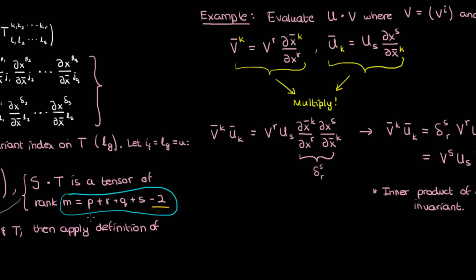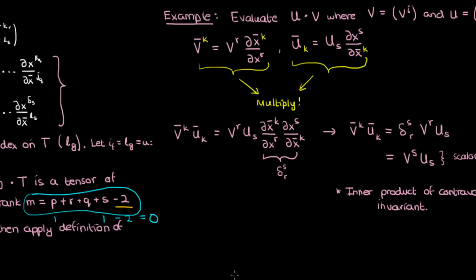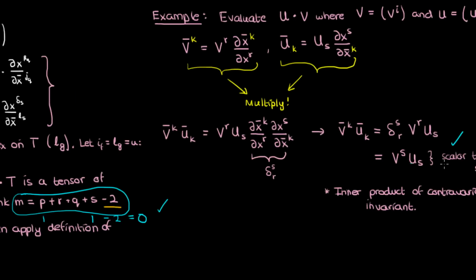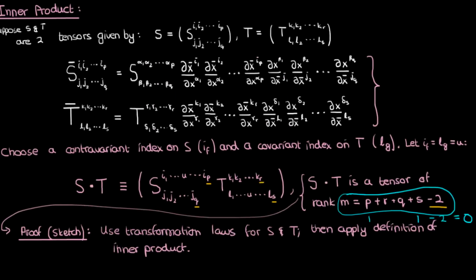The rank of an inner product of two tensors is the sum of their total ranks minus 2. In this example, we've got two vectors. Their total rank is 2, obviously. And then we're subtracting 2 to get 0, which is consistent with the fact that we got a scalar, a rank 0 tensor over here.